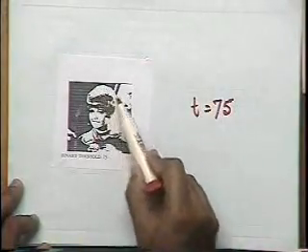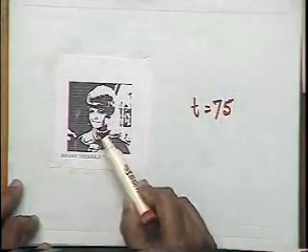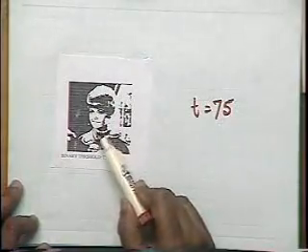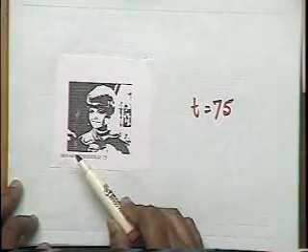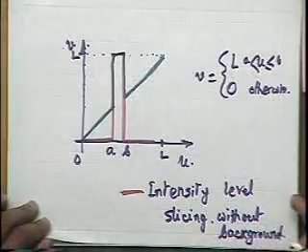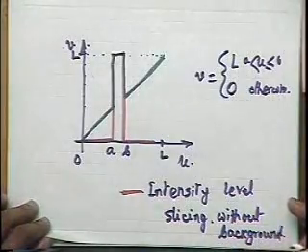So whatever you are seeing in white is having the intensity equal to 255, and whatever you are seeing in black has been made intensity equal to 0. Now we had also discussed how one can apply intensity slicing, and there we had discussed two things: intensity level slicing without background, and intensity level slicing with background.